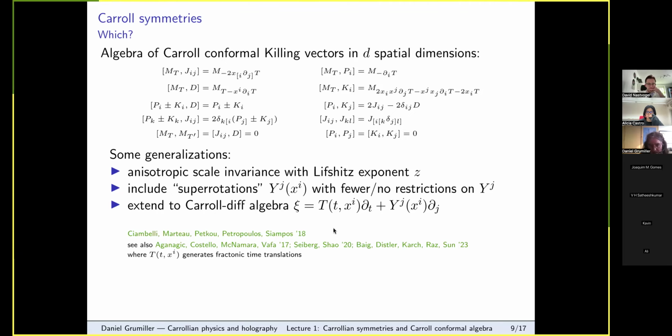And there are some applications of this Carroll diff algebra. By the way, I should say that while I do give some references, I'm not going to be very complete in providing references. So I will mostly refer to this review by Arjun and others for further references.